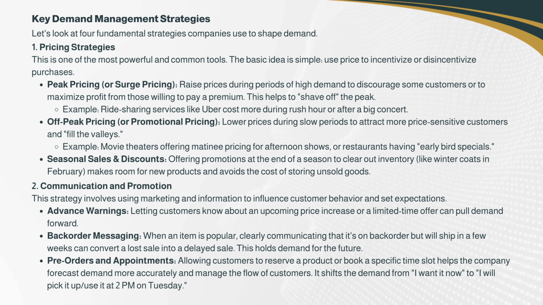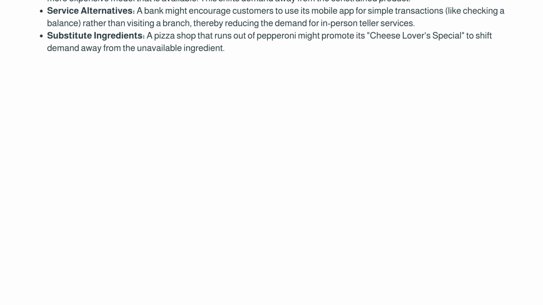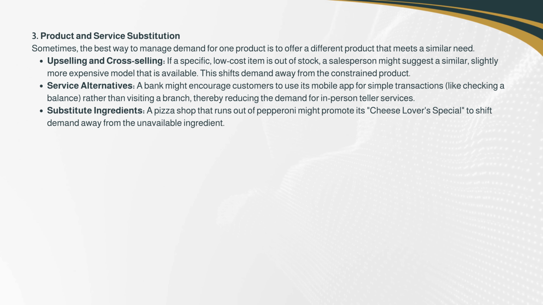Pre-orders and appointments. Allowing customers to reserve a product or book a specific time slot helps the company forecast demand more accurately and manage the flow of customers. It shifts the demand from, "I want it now," to, "I will pick it up, use it at 2 p.m. on Tuesday." 3. Product and service substitution.